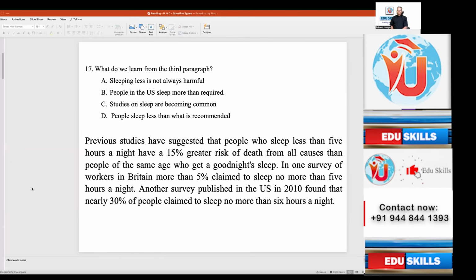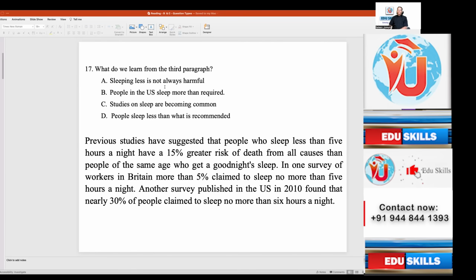Previous studies have suggested that people who sleep less than 5 hours a night have a 15% greater risk of death from all causes than people of the same age who get a good night's sleep. In one survey of workers in Britain, more than 5% claimed to sleep no more than 5 hours a night. Another survey published in the US in 2010 found that nearly 30% of people claimed to sleep no more than 6 hours a night.